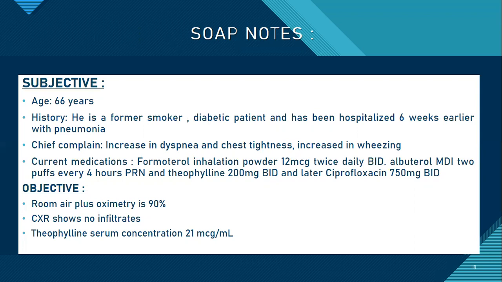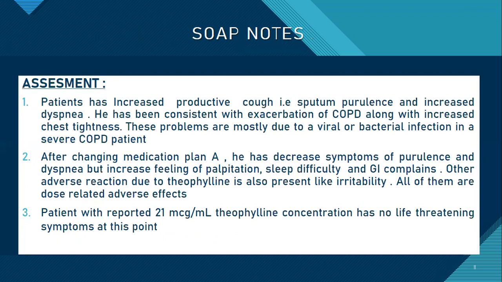So in objective, we had the patient check their room air pulse oximetry, which is 90%. His CXR shows no infiltrates. Now we will assess according to his history, his subjective and objective findings. The patient has a productive cough, that is sputum purulence, and increased dyspnea. He is consistent with an exacerbation of COPD along with increased chest tightness. These problems are mostly due to a viral or bacterial infection in a severe COPD patient.